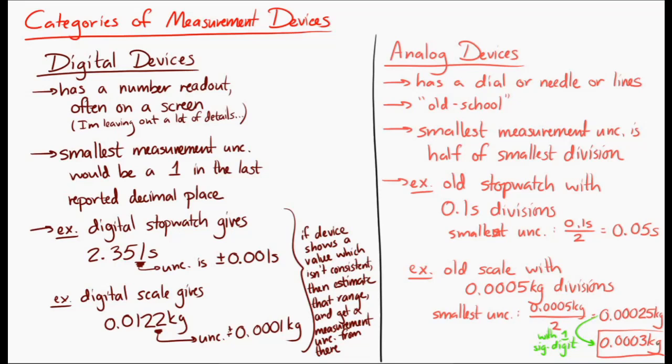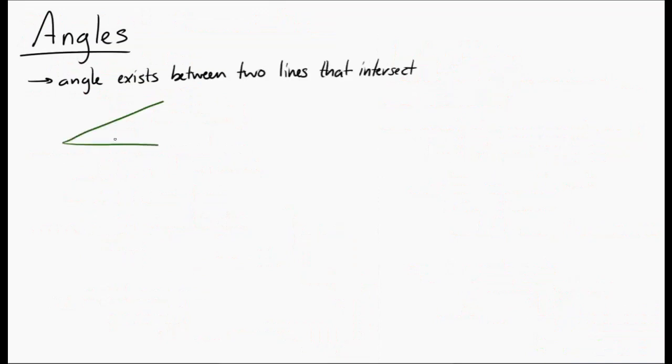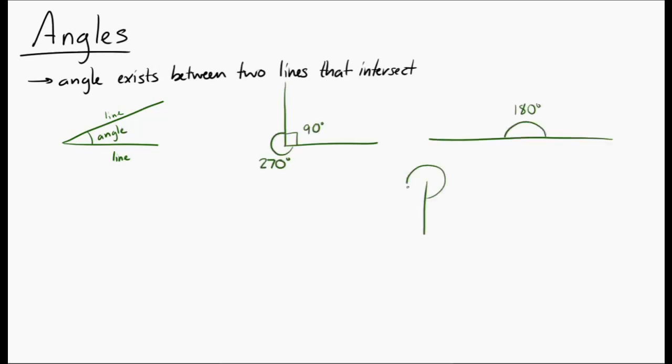Now let's take a look at angles. An angle is something that exists between two lines that intersect. And I'll draw a bunch of different angles here. Some popular ones, right? 90 degrees, 180, 270, 360. Here's 30, 60, 45 degrees.